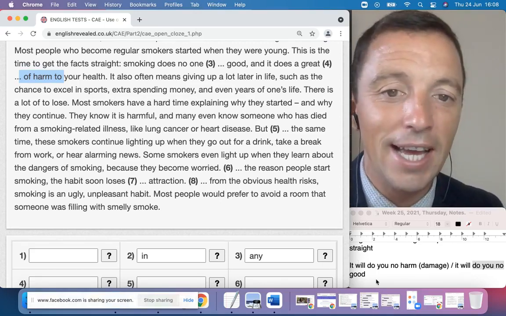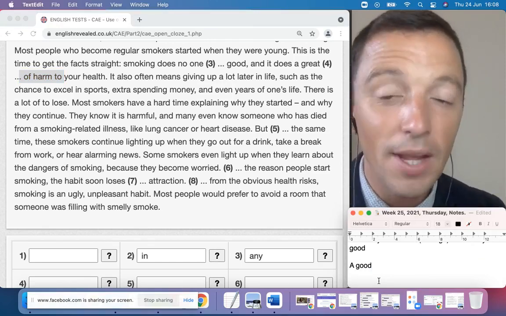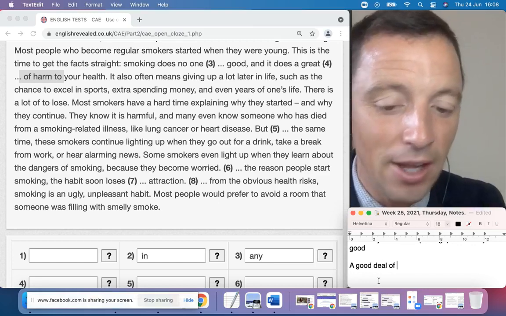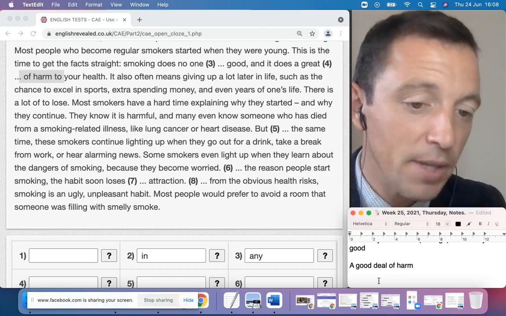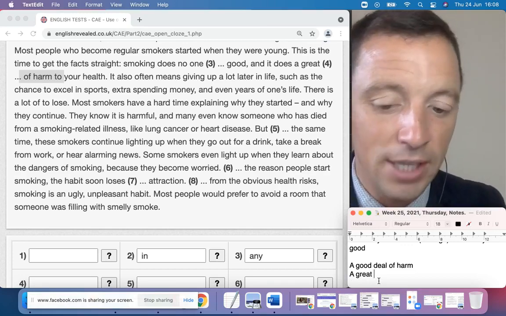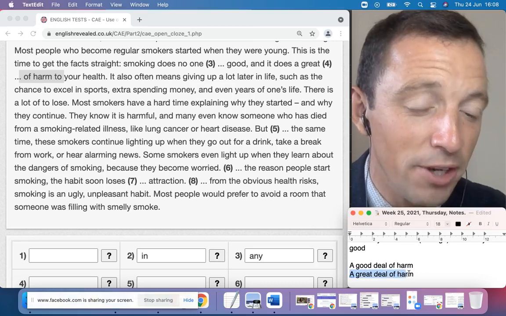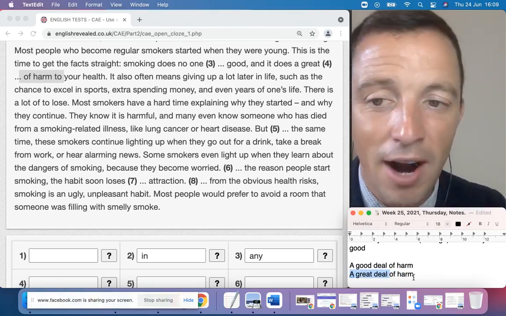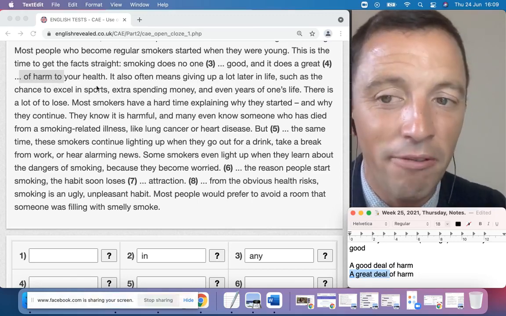Normally we have 2 possibilities. And again, maybe you want time to select your answer, but we say a good deal of harm or a good deal of damage. And the possible second option is a great deal of harm. They're 2 very good structures, and it means a great quantity, a great amount of harm. And here it is the same, a great quantity of damage, of harm to your health.